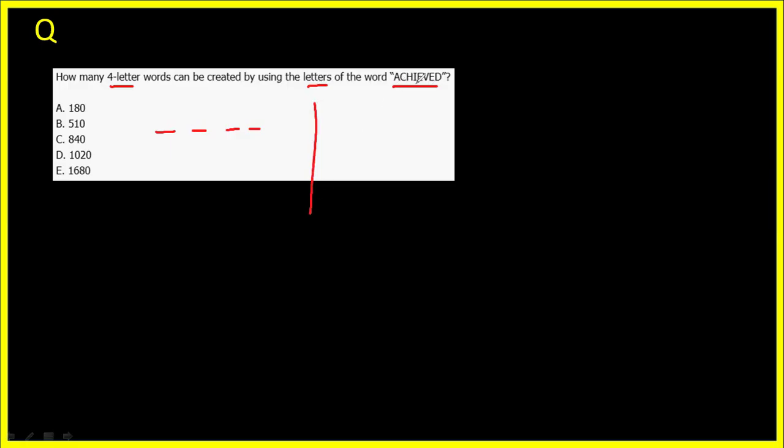We have 8 alphabets in which A is coming one time, C is coming one time, H is 1, I is again 1, E we have 2, and V is 1, with D also 1. So these are the 8 alphabets in which E is coming 2 times. All the other alphabets are distinct. Now, how can we form four-letter words?